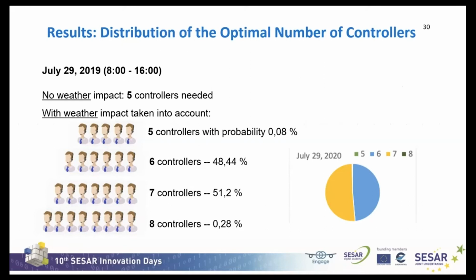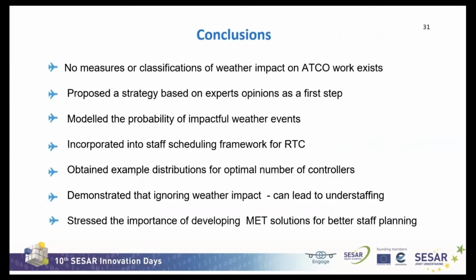So again, taking no weather into account, we need only 5 controllers. But if we want to take into account weather, we may employ 6 with high probability or 7 with equally high probability. And sometimes, rarely but still, even 8 controllers are needed, which demonstrates that we cannot disregard weather in this case. In conclusion, we outline that there are no reliable measures or classifications for weather impact on ATCO's work.